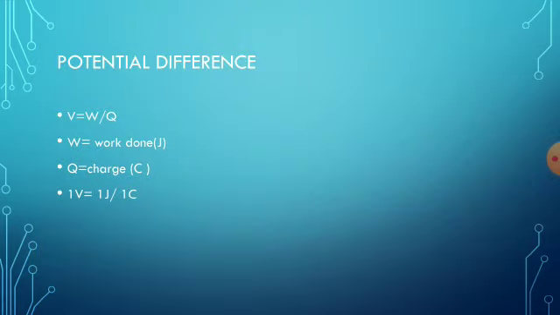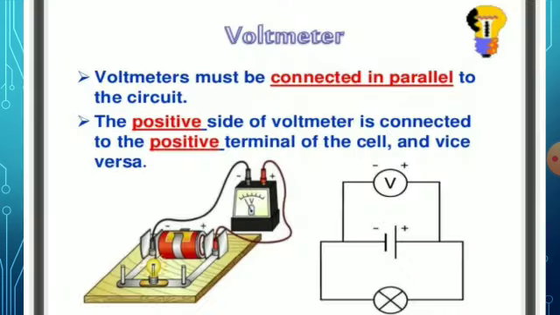Next, formula for potential difference. The potential difference is denoted by the capital letter V. V equals W by Q, where W stands for the work done, its unit is joule, and Q stands for the charge, its unit is coulomb. How can we define 1 volt? 1 volt is when 1 joule of work is done to move 1 coulomb of charge.